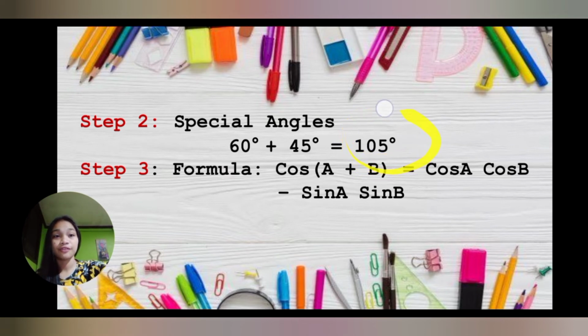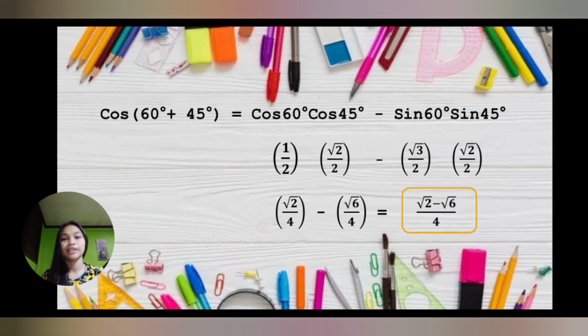Then step 2 is we need to find the special angles for this number, because 105 is not in the unit circle. Note that when we solve the sum and difference formula, the numbers must be special angles, they need to be in the unit circle. Okay? So step 3 is the formula of cos A plus B equals cos A cos B minus sin A sin B, or cos cos sin sin. So we have this. Solve it.